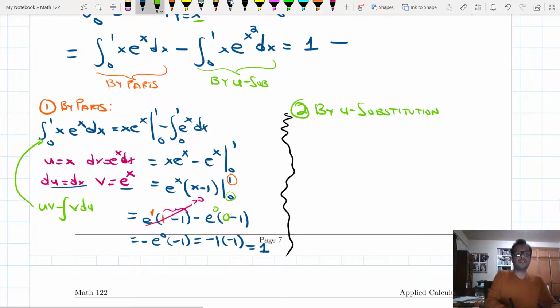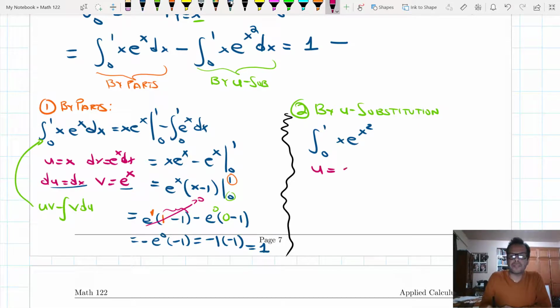All right, u substitution, that is. Okay, let's see. The integral from 0 to 1 of x e to the x squared. Notice the space I'm leaving here, because in this case, when we do the substitution, u equals x squared, which is the quantity that is on the exponent of the exponential function. Then I'm going to do du, which will be 2x dx.